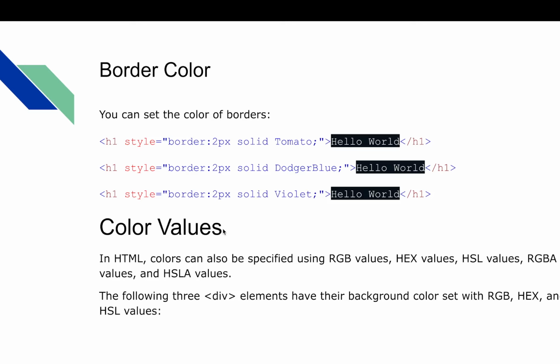Now, color values in HTML. Color can also be specified using RGB values, HEX value, HSL value, RGBA value, and HSLA value. So the following three div elements have their background color set to be RGB, HEX, and HSL values.